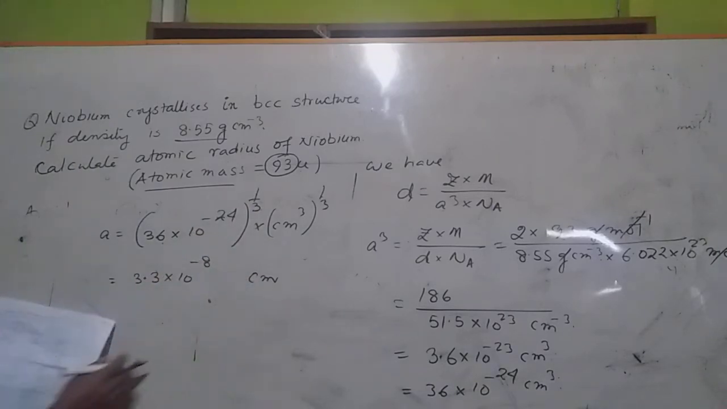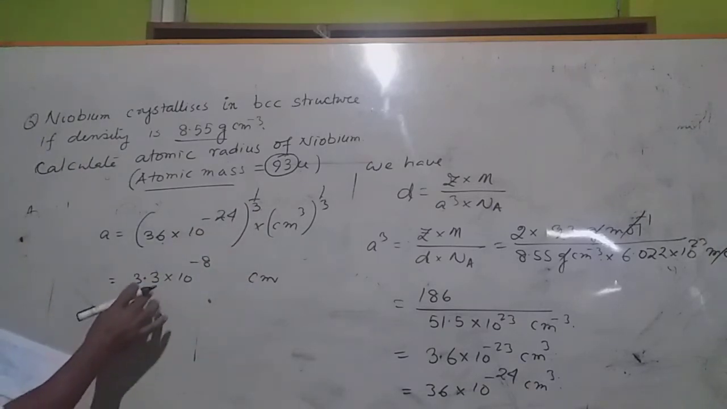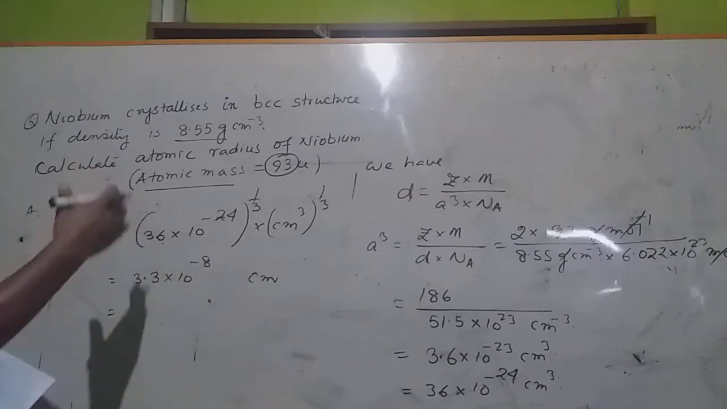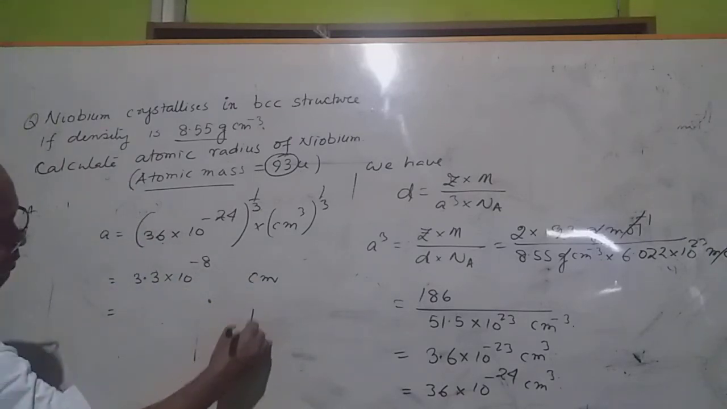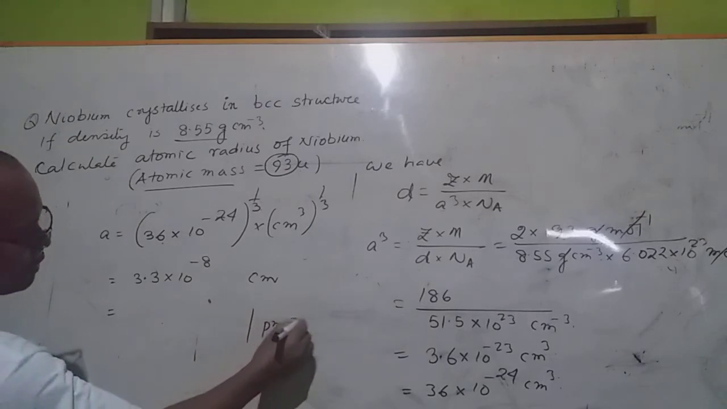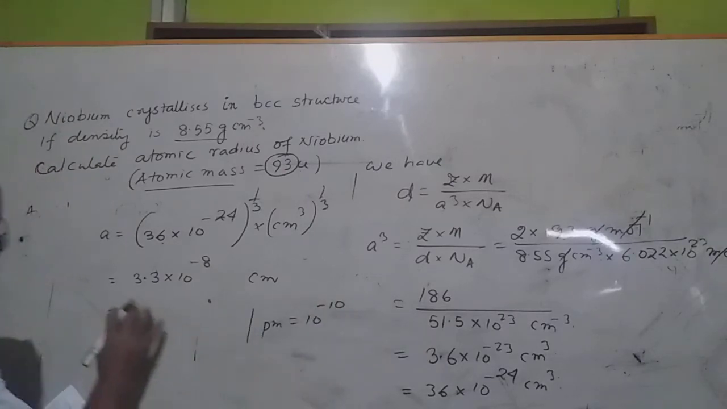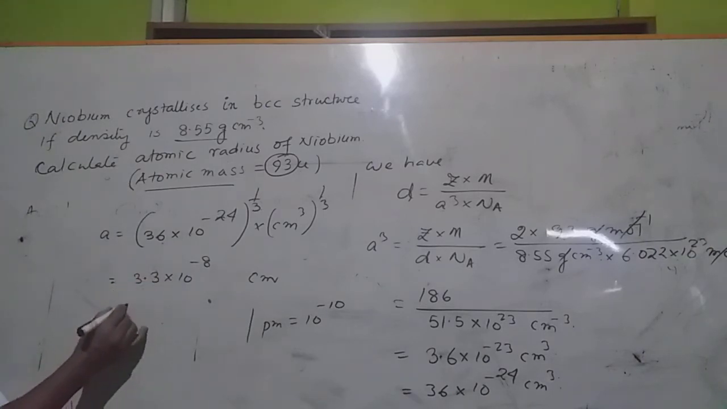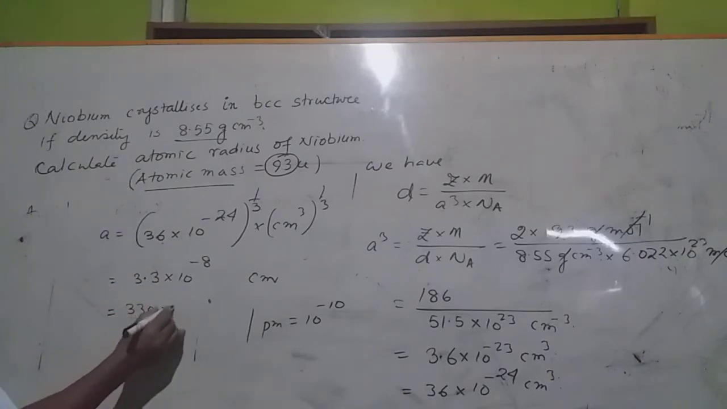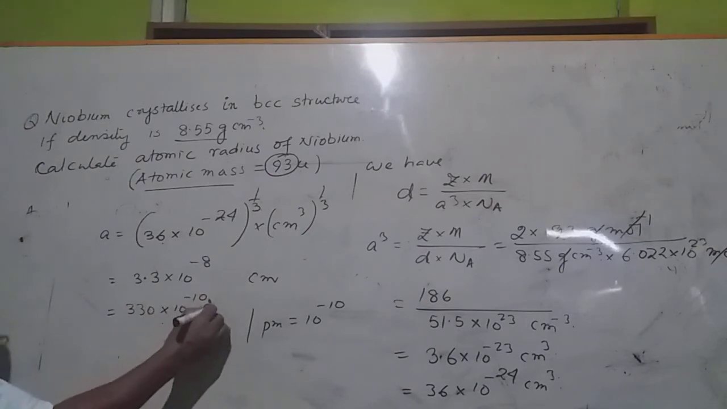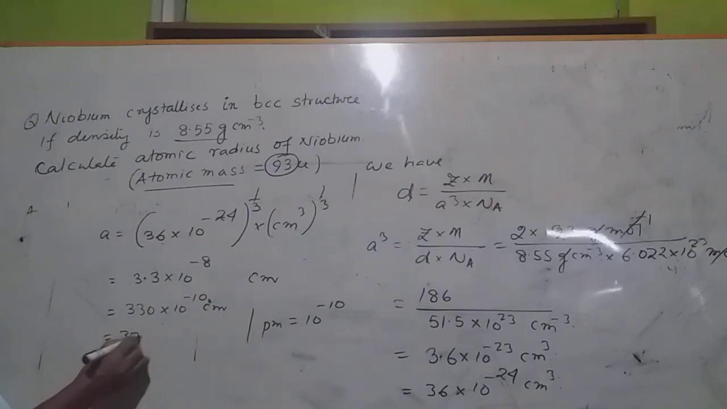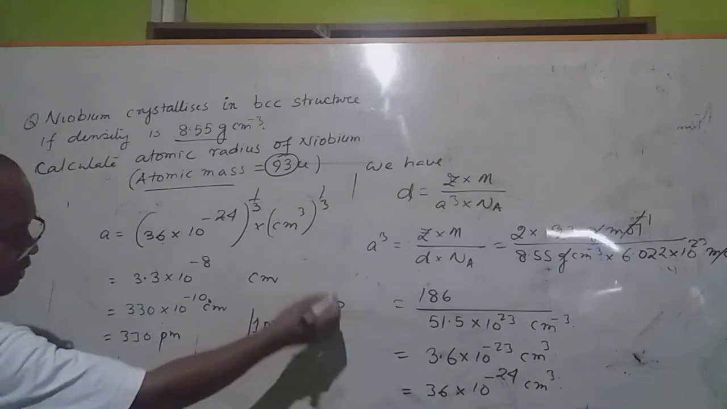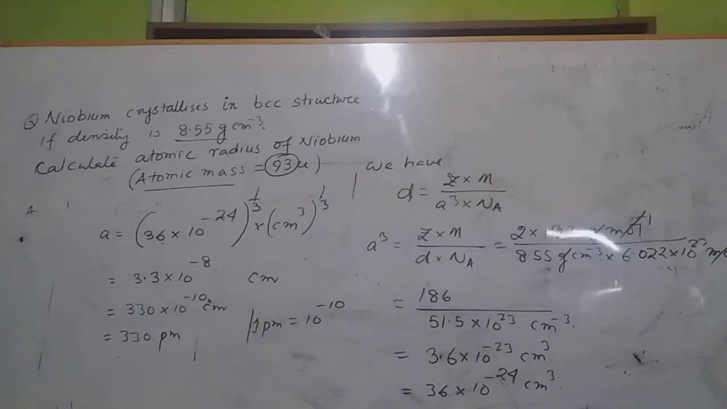So this is in centimeter. Now let me convert it into the smaller unit. 1 picometer is equal to 10 to the power minus 10 centimeter. So let me convert it into 10 to the power minus 10. When we bring it here, that means 330 into 10 to the power minus 10 centimeter. So we can write 330 picometer, because 1 picometer is 10 to the power minus 10 centimeter. Right. So this is the a.